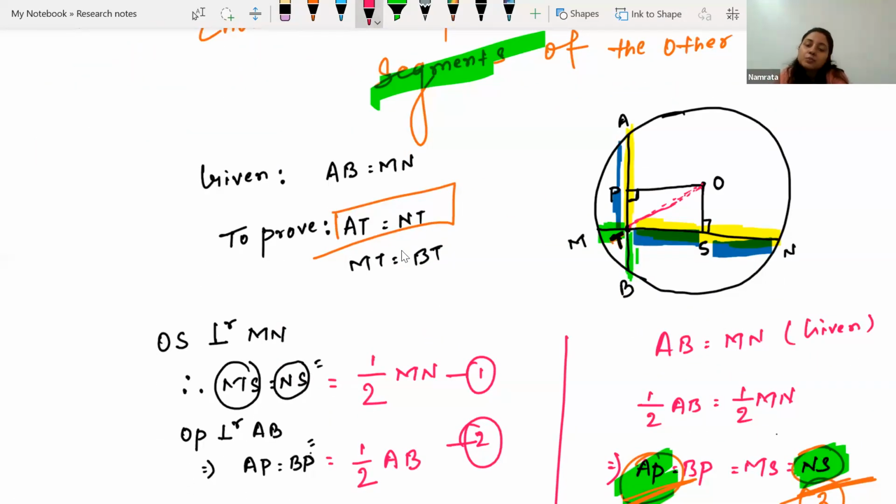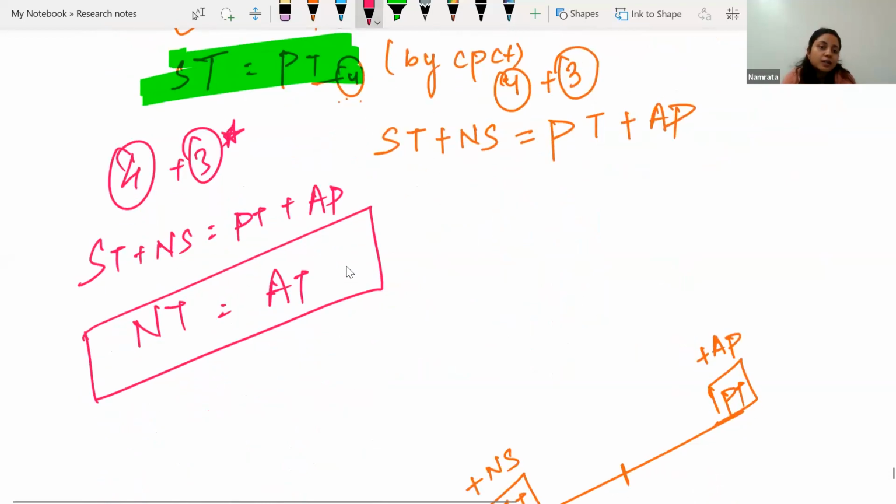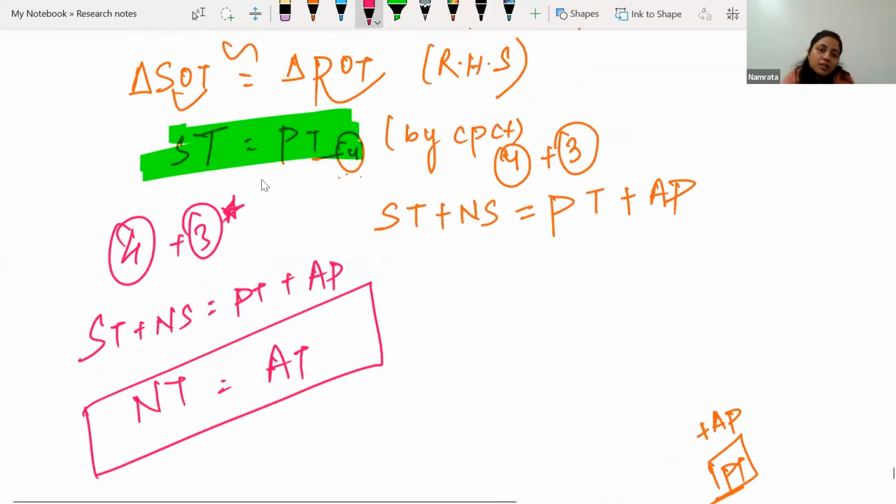Similarly, we will be able to prove these two green parts are same. How? Again, by taking the same equation. ST and PT, both are same by CPCT, which we have written over here. Okay, let me wipe this one.